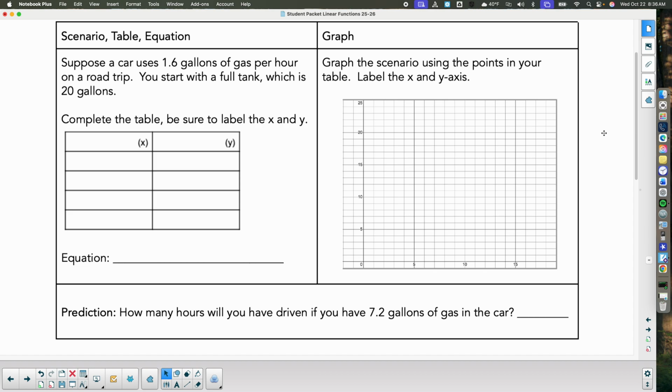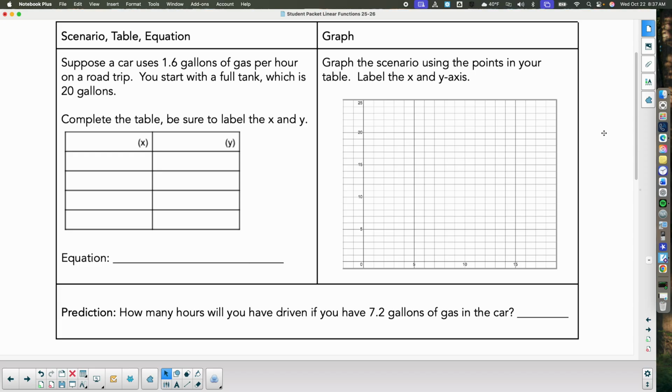So the next handful of pages, we have these problems that have multiple parts to them. And what's gonna happen is you're gonna be given one part and going to fill out the rest. So it says, suppose a car uses 1.6 gallons of gas per hour on a road trip. And FYI, nobody ever measures it like that, but we're going to for this problem. So you start with a full tank, which is 20 gallons.